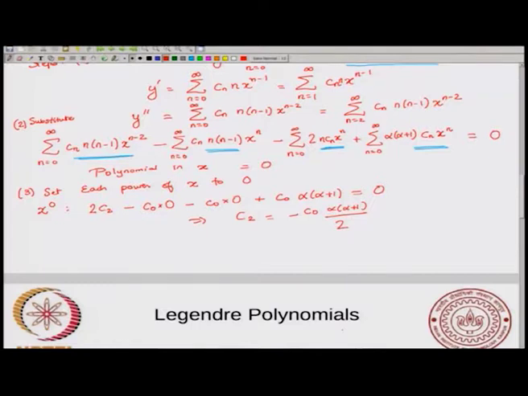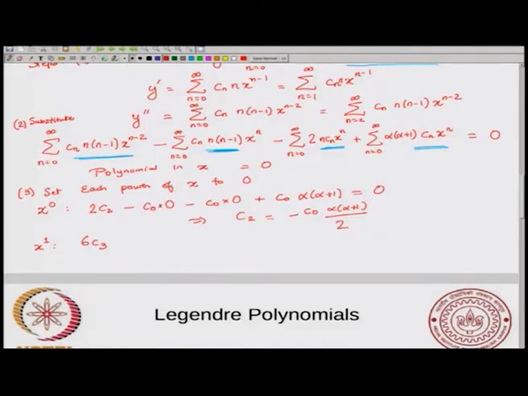Now, next we can set the power of x raised to 1 to 0. What is the coefficient of x raised to 1? If you want to have x raised to 1, then in the first term n has to be equal to 3. So, you will have 3 into 2, that is 6 C3, from this term. In the second term, if you have to have x raised to 1, then n has to be equal to 1, but if n equal to 1, then you have n into n minus 1, so the second term will again be 0, and I will not write it this time.